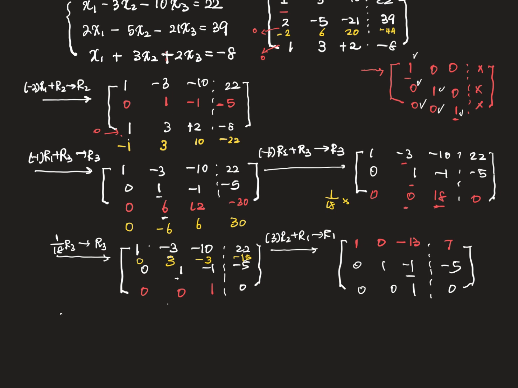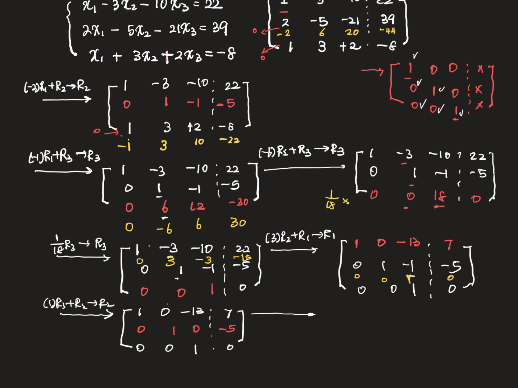So I'm going to do the second row first. So 1 times R3 plus R2 go to R2. So this one is 1, 0, negative 13, 7. Here is a 0, 0, 1, 0. So we have here 0, 0, 1, 0. So you have 0, 1, 0, negative 5. Oh, one more. Guys, one more. So you have negative 13 right there. 13 R3 plus R1 go to R1.